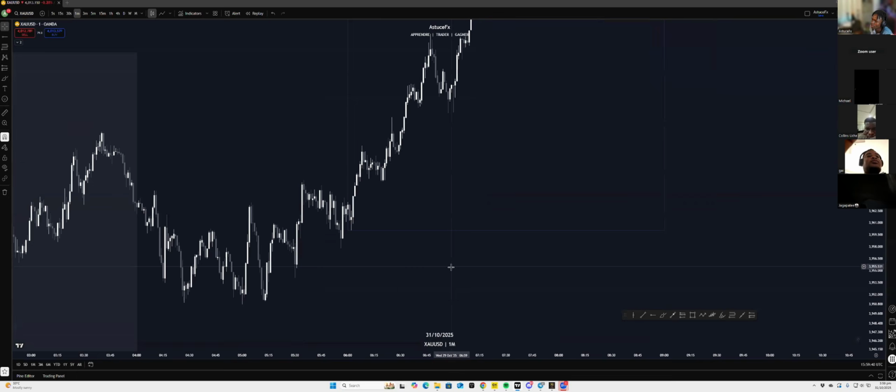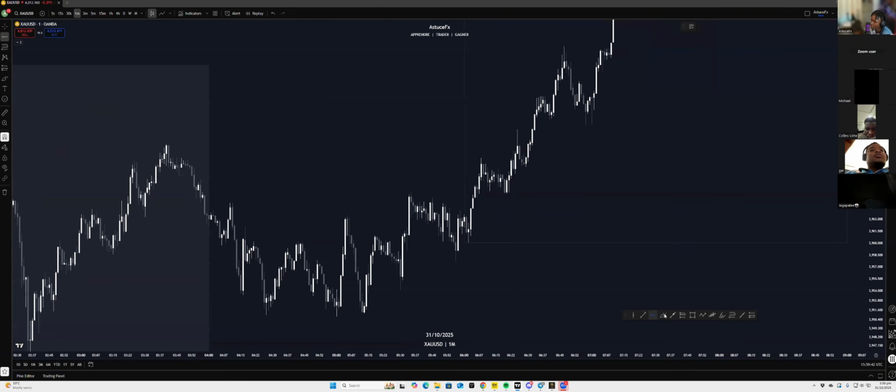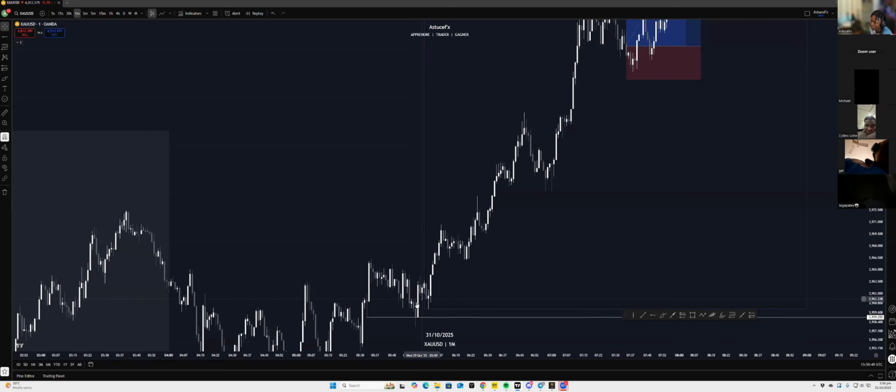Price has taken some sort of liquidity. Let me zoom in. What happened right here is we have some wick here, right? So price came, it took the liquidity, the wick here, and then it went up. This could have been a buy, a very simple buy, right?